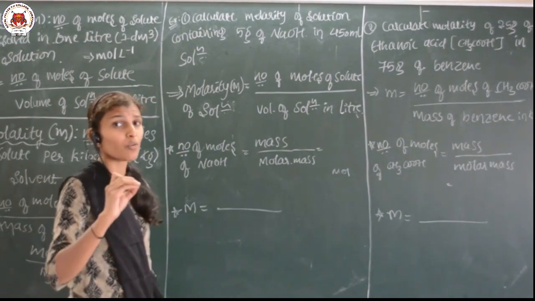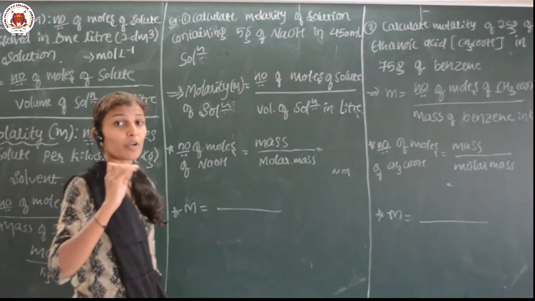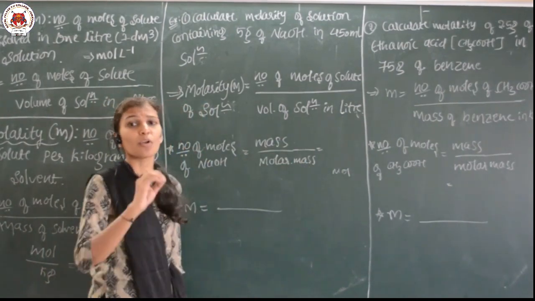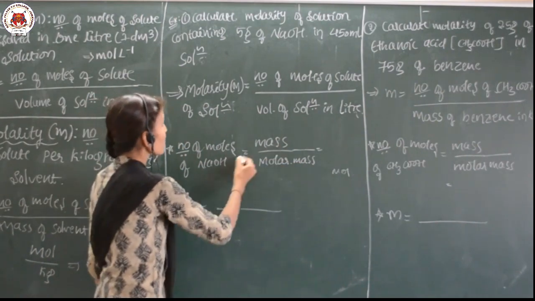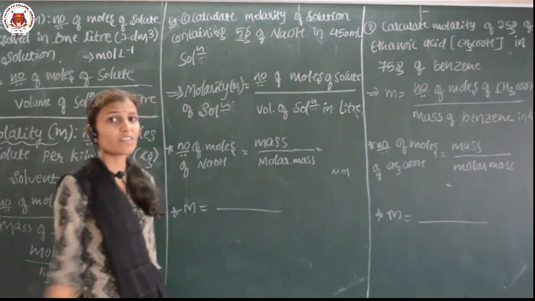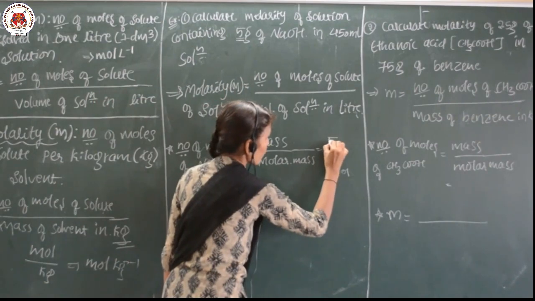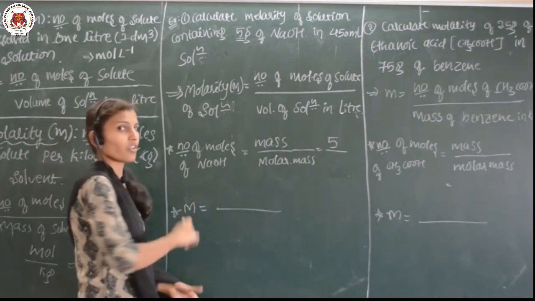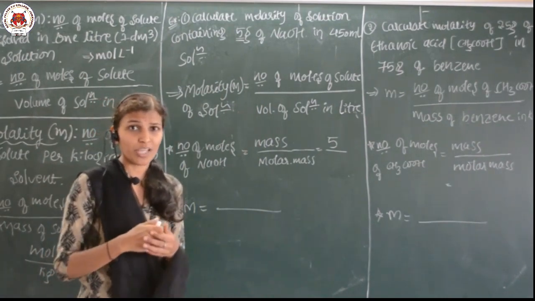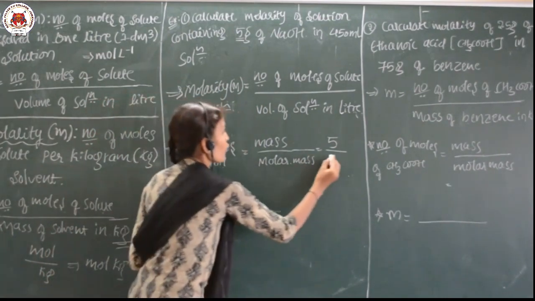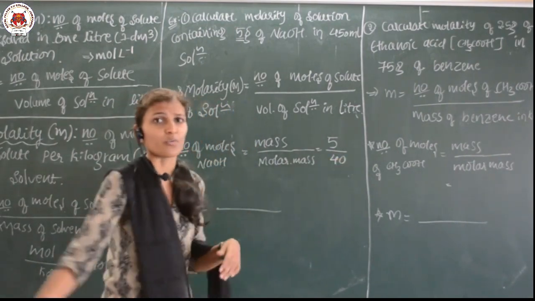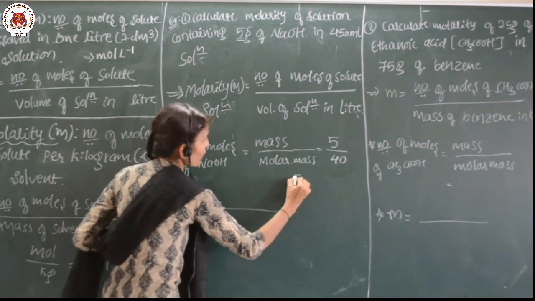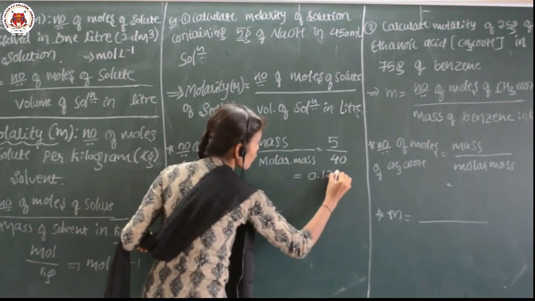If you want number of moles of any solute, you have to take the formula mass divided by molar mass. Here the mass of the NaOH they have given, that is 5. So write here 5 divided by molar mass of the NaOH. What will be the molar mass of the NaOH if you calculate? That will be round up 40. So 5 divided by 40, if you calculate that, you are going to get 0.125 as your answer.